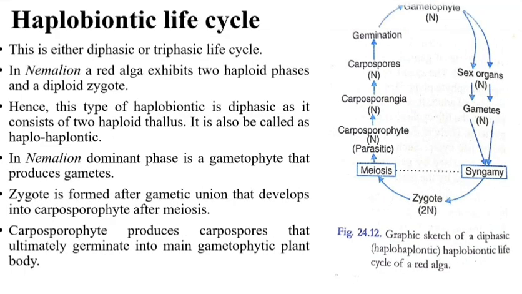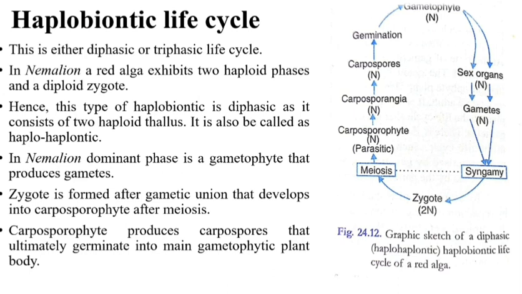Then the haplobiontic life cycle. This is either a diphasic or triphasic life cycle. Nemalion, a red alga, exhibits 2 haploid phases and a diploid zygote. Hence, this type of haplobiontic life cycle is diphasic as it consists of 2 haploid thalli. Because of this it is also called haplohaplontic.